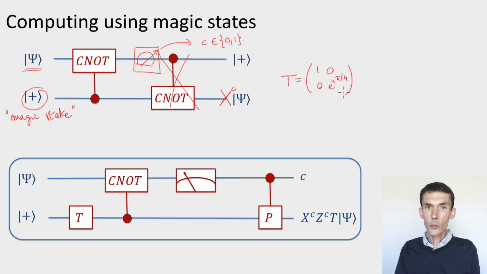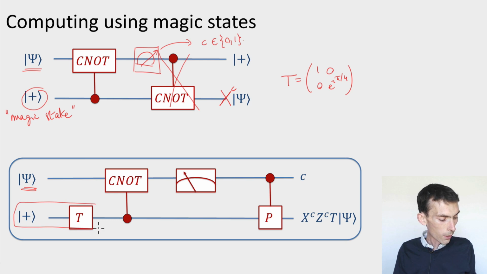Well, there's a similar circuit. We want to apply a T gate to a psi state here. Here's how we'll do it. We'll prepare another magic state. Now the magic state is the plus state to which we applied the T gate. So note that I'm using a T gate to implement a T gate. The important point here is that this T gate is applied to a pure single qubit plus state. That's something we can ask our verifier to do. It's just a single qubit operation.